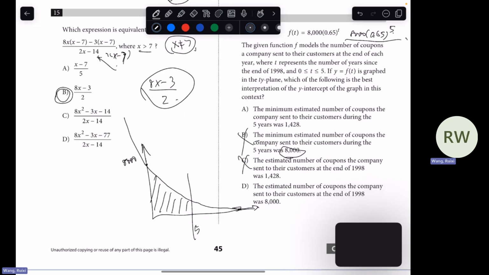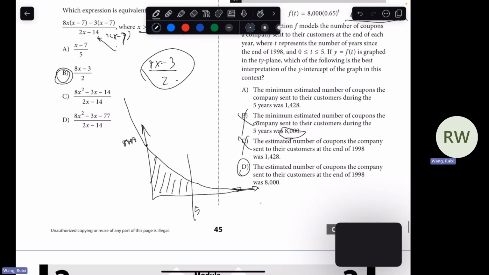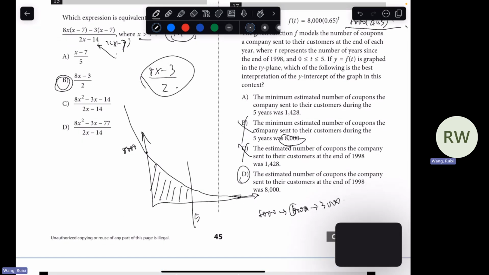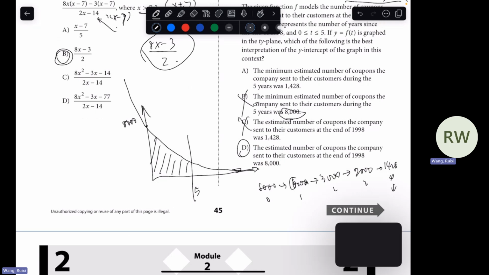I mean, D is definitely right, but we do want to double check if A is right. Okay, so we do a rough estimation, 8,000 to 5,000, and then another 3,000, right? It's 2,000. So t equals 0, 1, 2, 3, and then this should be 4. Okay, so when t equals 5, it should be less than this. Okay? So that's why this is wrong. This one involves some actual calculation, but you use your calculator, right? So you can double check, but I'm pretty sure it's going to be D.